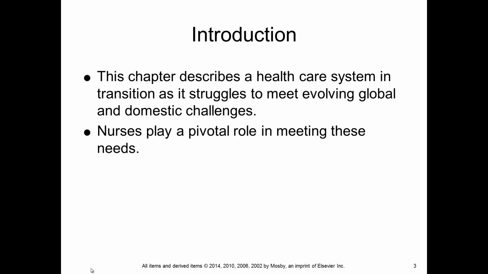So to begin with, this chapter describes healthcare system transition as it struggles to meet evolving global and domestic challenges like the Affordable Care Act, our global economy, and infectious diseases that are global and also occur in our domestic space, and how a nurse is going to play a pivotal role in meeting these needs. Ideal health care, and this is something you can write down, I don't have it on this slide.